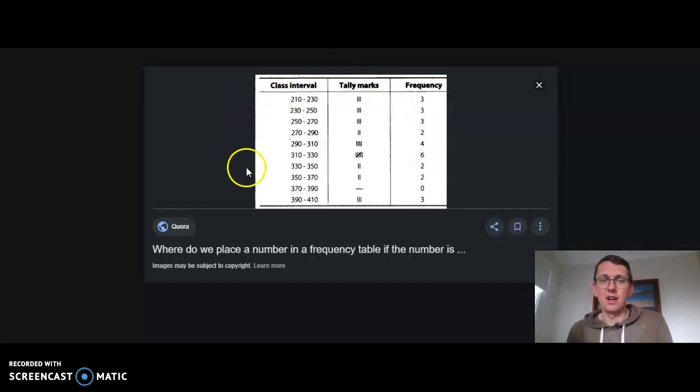This is just not appropriate. I can find a heap of mistakes on the internet. I can't believe how many there are. People just don't understand how to display data correctly.